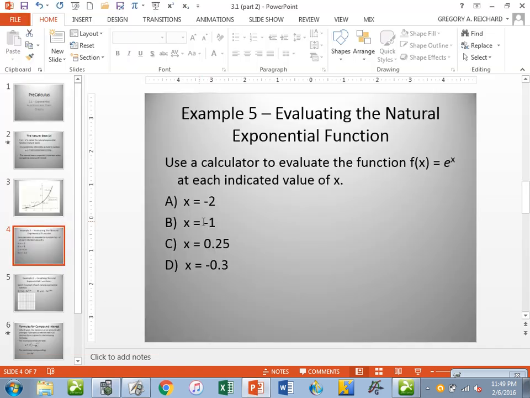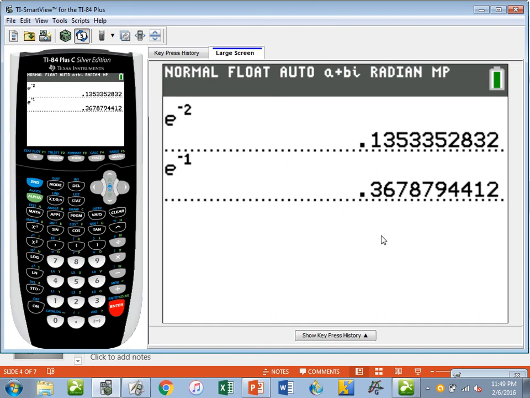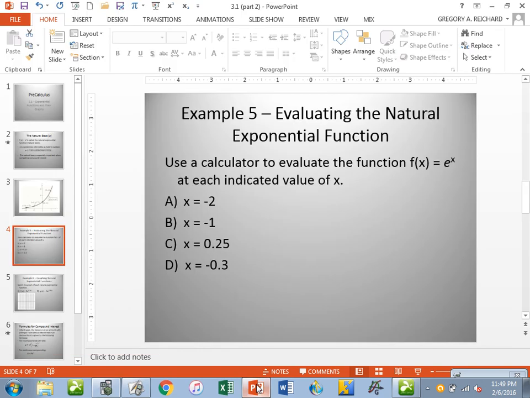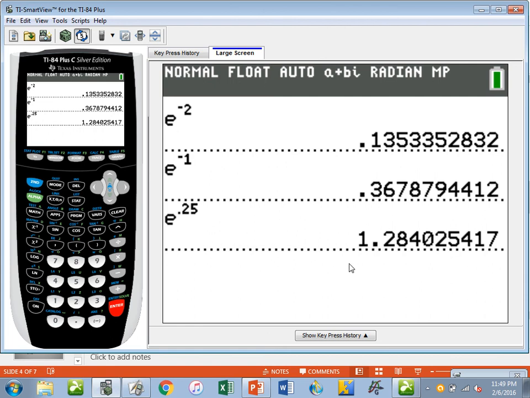For part B, if I put a -1 in for x, I'm going to do the same thing here. I'm going to get second natural log, so I get the natural base to the -1 power. And when I do that, I get 0.368. So that's for part B. For part C, if I put a 0.25 in for x, so if I take the natural base to the 0.25 power, that's going to get me, if we're going to go to 3 digits here, 1.28 for part C.